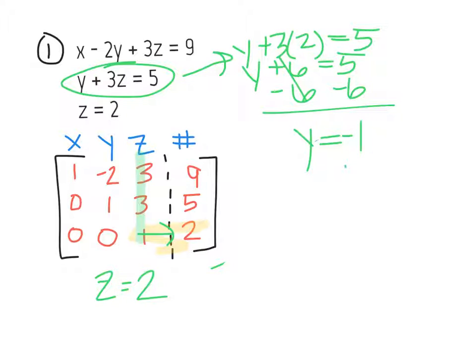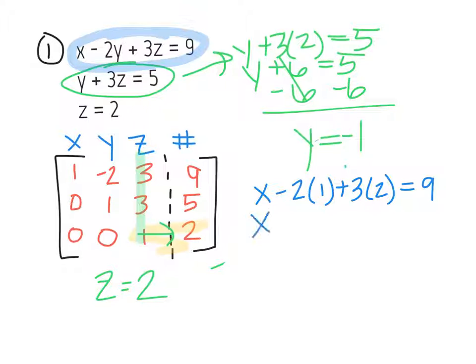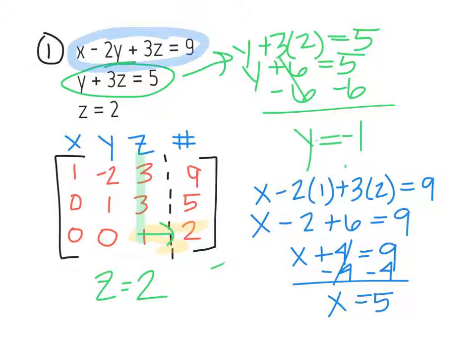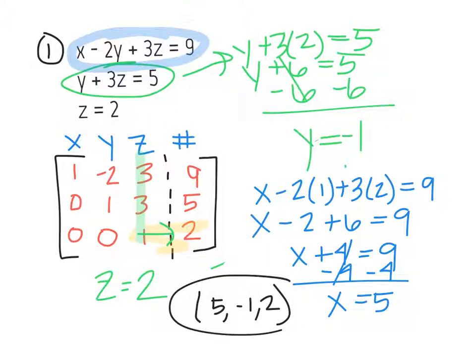Then we plug those two into the next equation right here. So we get x minus 2 times y, which is -1, plus 3 times z, which is 2, equals 9. Solve that. We get x minus 2 plus 6 equals 9. Then we get x plus 4 equals 9. Move the 4 over. We get x is equal to 5. So now we have all three of our variables for the ordered triple. So your ordered triple would be 5 for the x, comma, -1 for the y, comma, 2 for the z, and that's your answer.